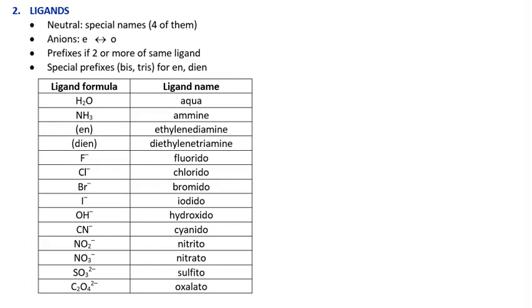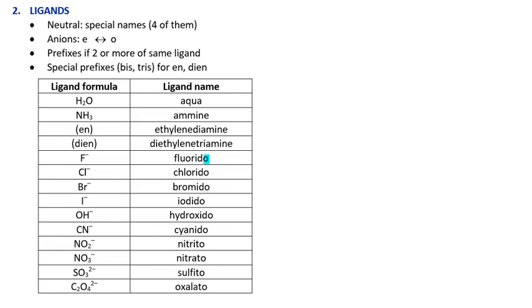The anionic ligands, you can see that it's a very simple change from the anion name to the ligand name. So for example, if we take a look at fluoride, to obtain the ligand name from the anion name, we simply change the E at the end of the anion name to an O. So instead of fluoride as the anion name, we end up with fluorido for the ligand name. All of the anionic ligands follow this format.